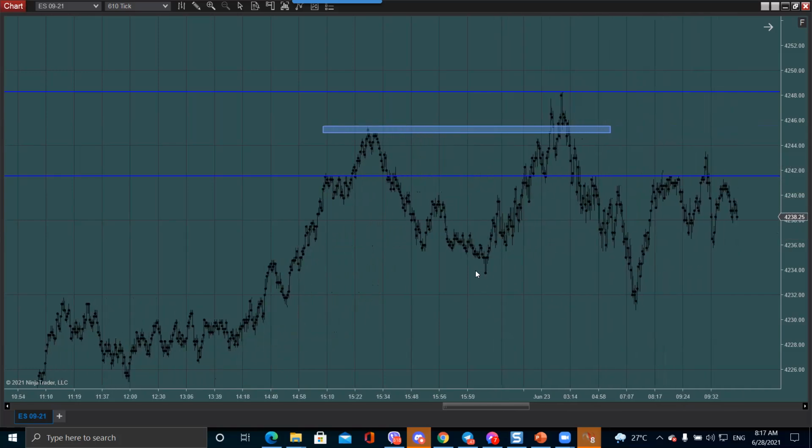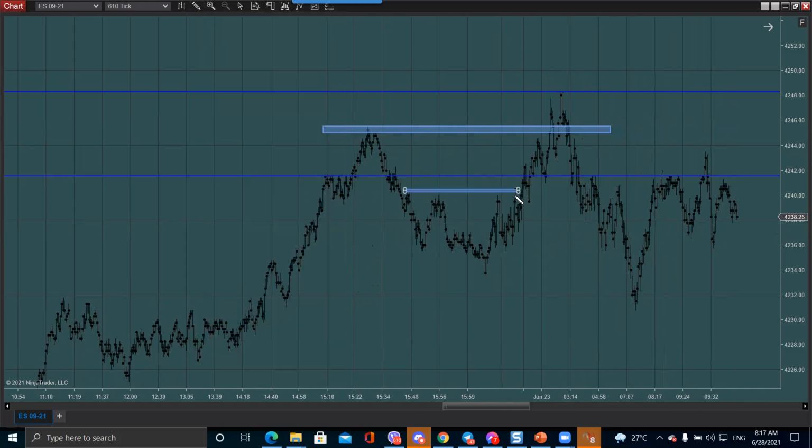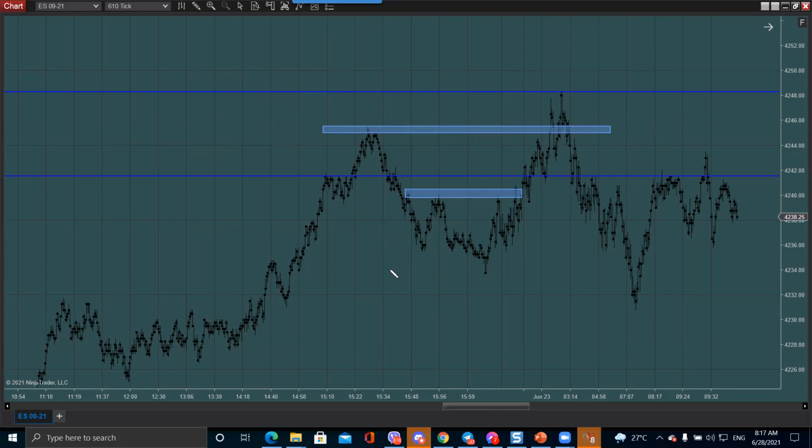So now you have another resistance area here. So that's how you draw, oh no, support, I should say, support here, resistance here. You can just draw it like that. You can just draw a rectangle. Just draw this area right here. You can see that's an area of support or resistance, I mean, and you'd be right. Again, this would be an area of resistance right here. Extend this all the way out.